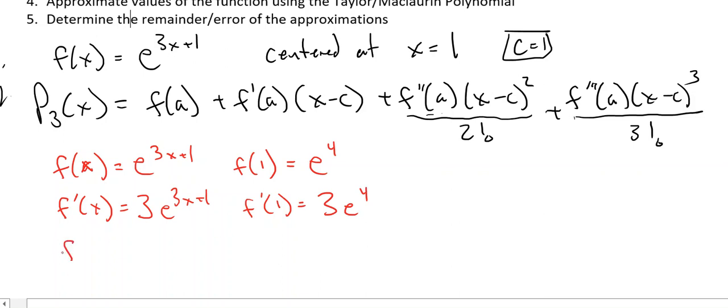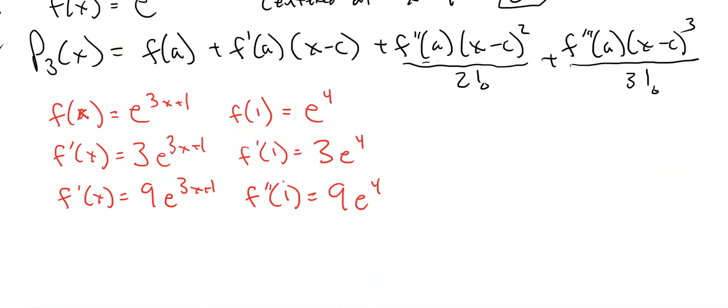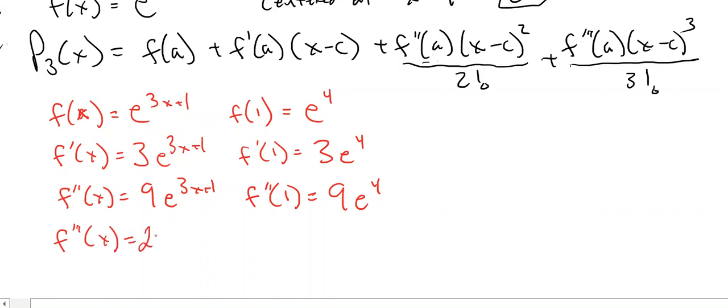Then we want the second derivative. Well, the second derivative is going to be 9e to the 3x plus 1. And again, I'm just using the chain rule here. And the second derivative evaluated at 1 will be 9e to the 4th. And then the third derivative of x will be 27e to the 3x plus 1. And the third derivative evaluated at 1 will be 27e to the 4th.